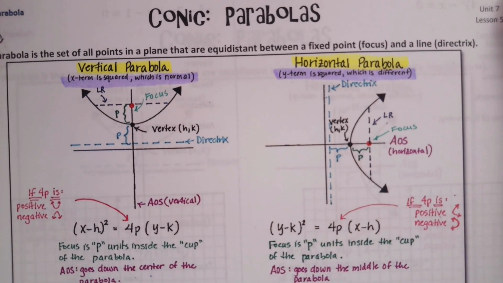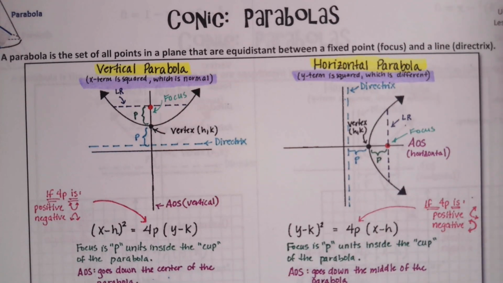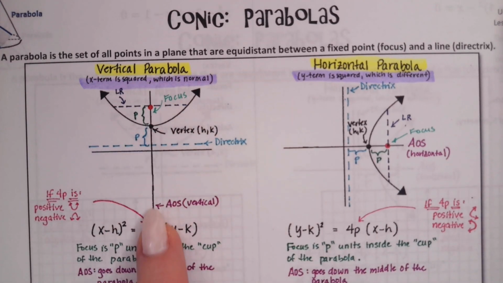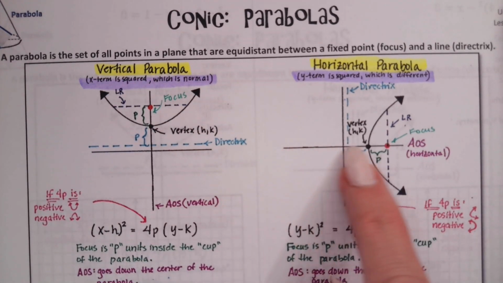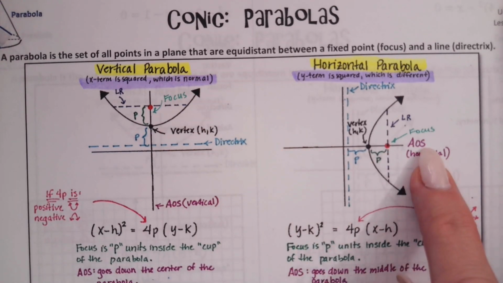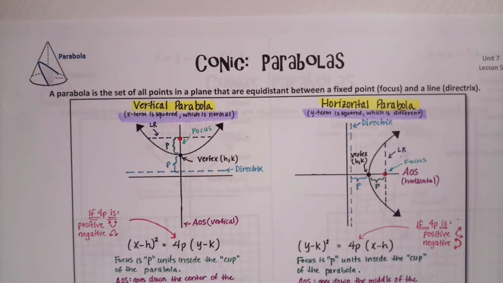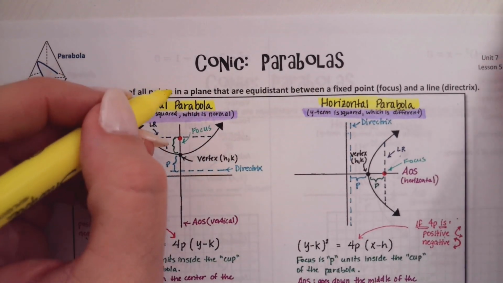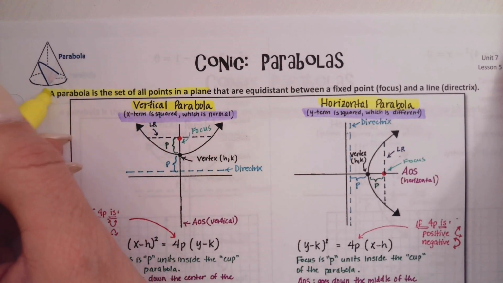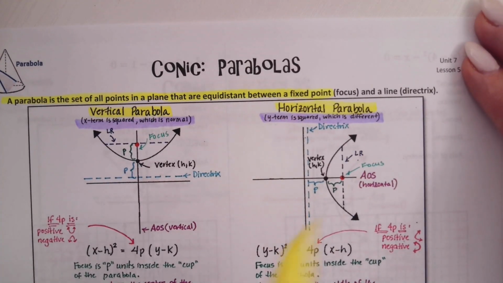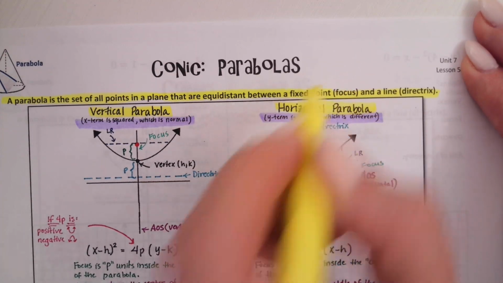The second line that's part of a parabola is what's called a directrix line. A directrix is part of the technical definition of a parabola. The directrix is perpendicular to the axis of symmetry. So on this sideways one, if your axis of symmetry was horizontal, the directrix will be vertical. If we look back at that technical definition of a parabola, it's the set of all points in a plane that are equidistant between a fixed point, called the focus, and some sort of line, called a directrix.